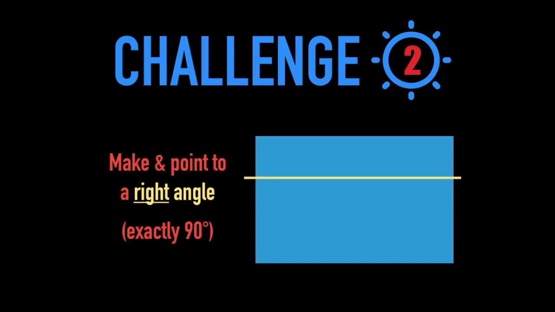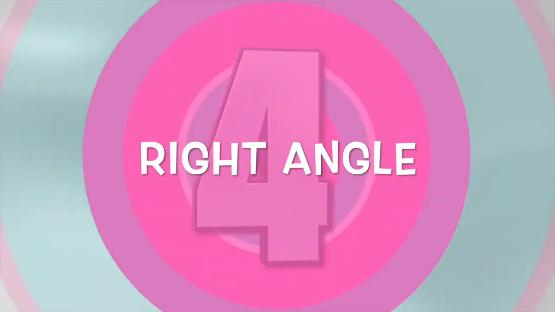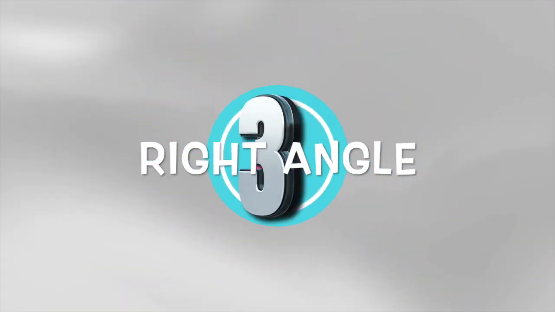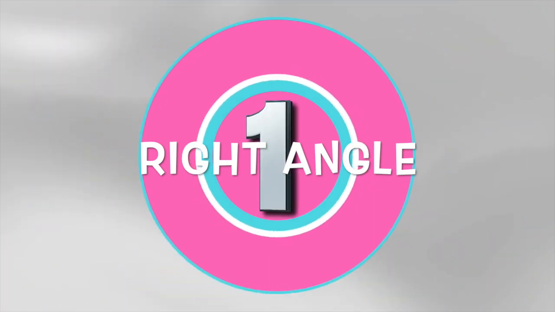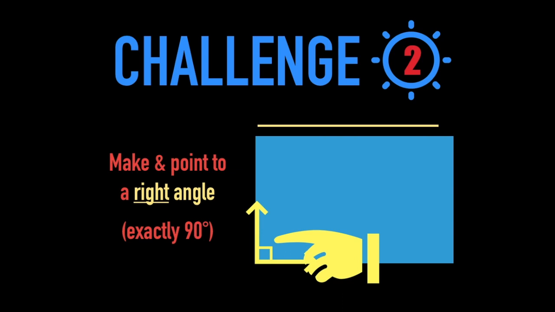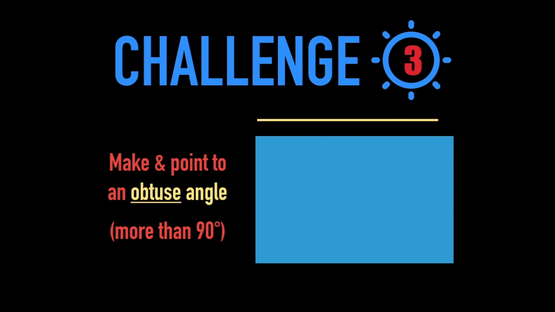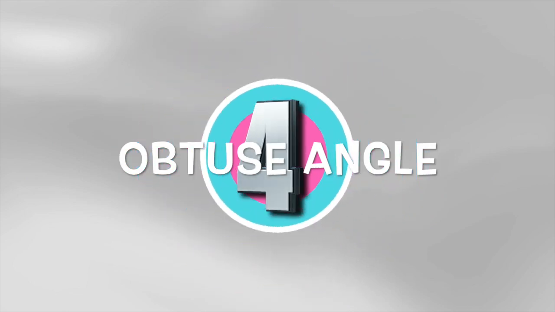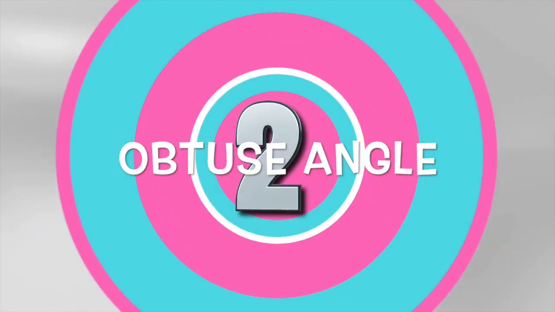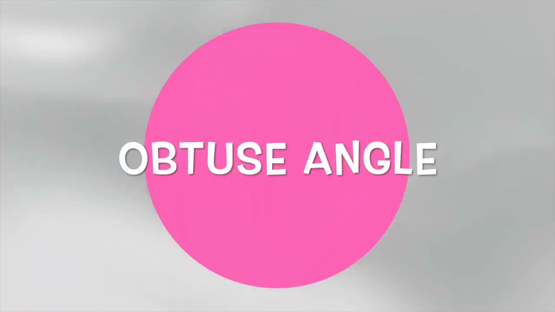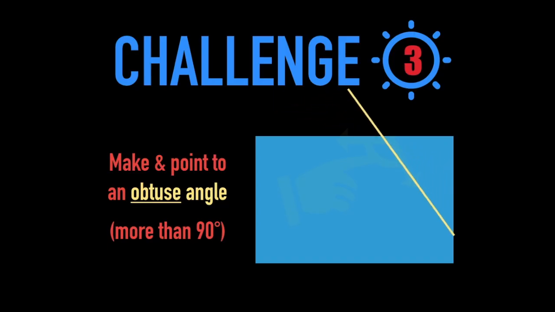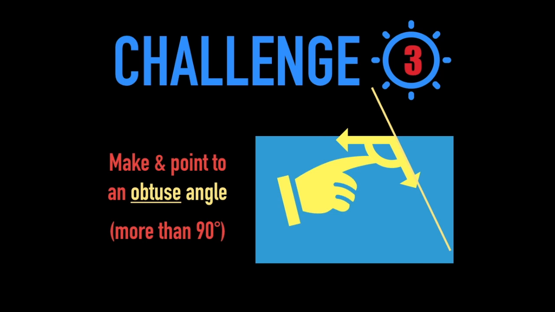For challenge 2, point to where a right angle is. You might have noticed you don't even need a piece of pasta. You could have pointed where the corner of the paper is, or done something like this. Challenge 3, make and point to an obtuse angle. As long as you pointed to an angle greater than 90 degrees, you succeeded on challenge 3.